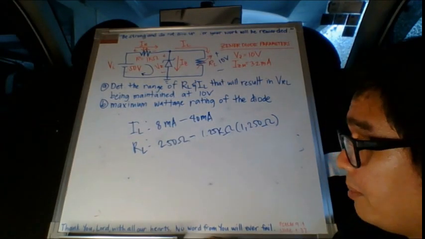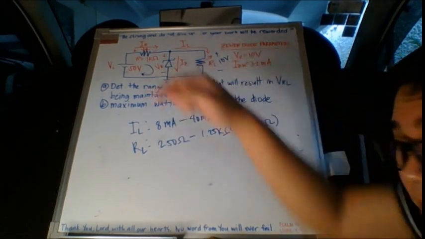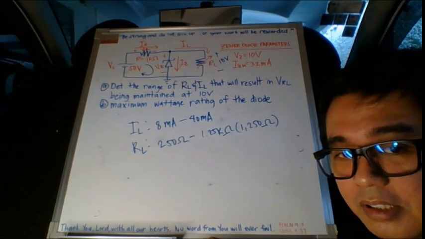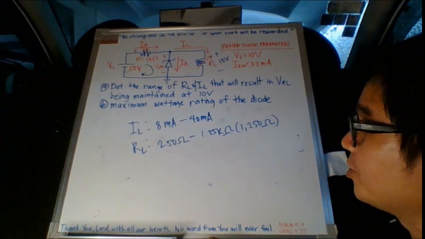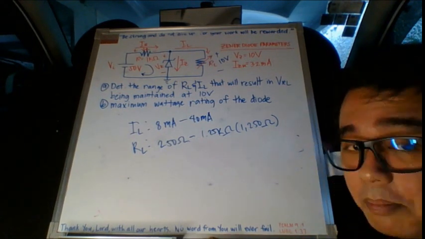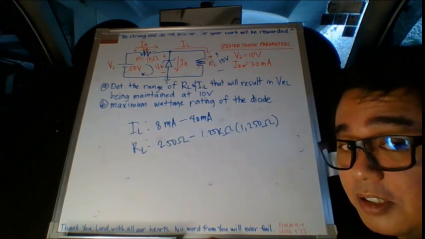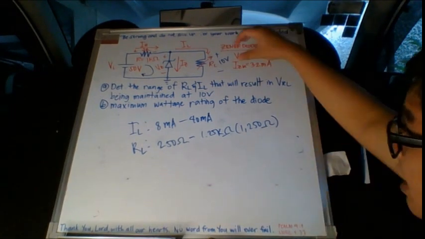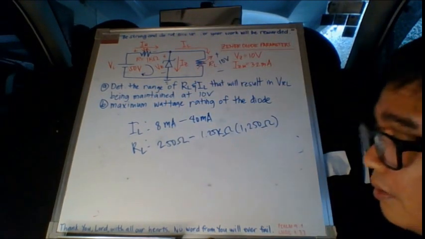What if gumamit tayo ng mas mababang value dito sa 250 ohms? Anong ibig sabihin nun or anong implication nun? Hindi na makakapag-regulate yung ating Zener diode. Bakit? Hindi niya maaabot yung nominal Zener voltage dito.